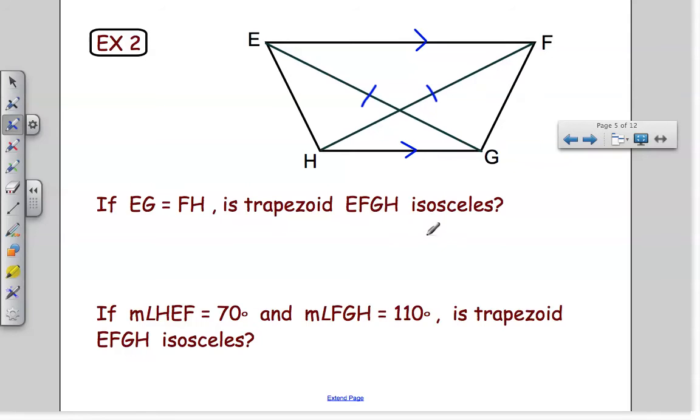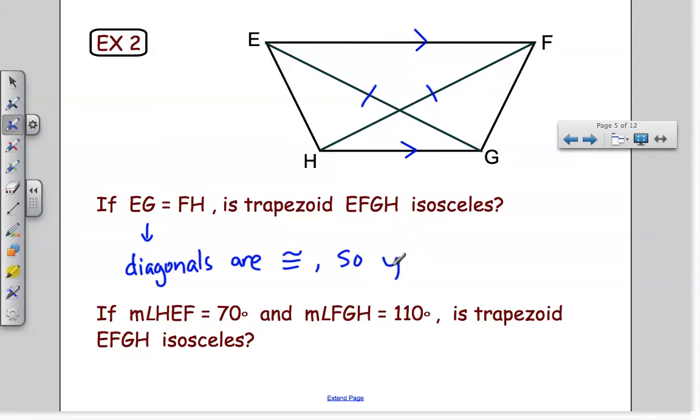Hey, remember what we just said? A trapezoid is isosceles if and only if its diagonals are congruent, which means it works the other way as well. If and only if tells you it works both ways, that if diagonals are congruent, which is what I have right here, then the trapezoid is isosceles.